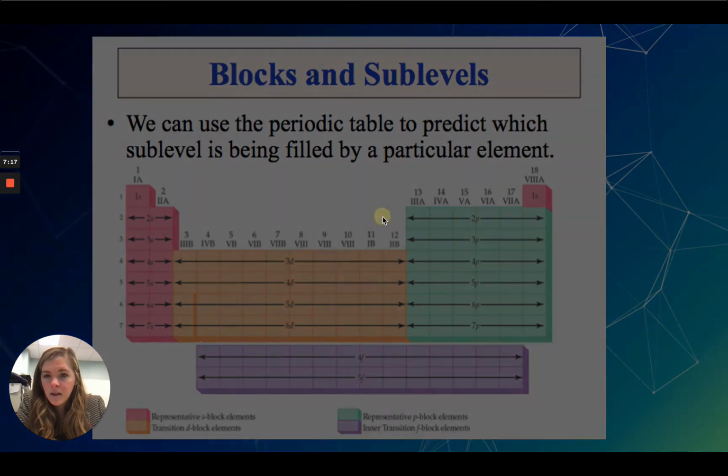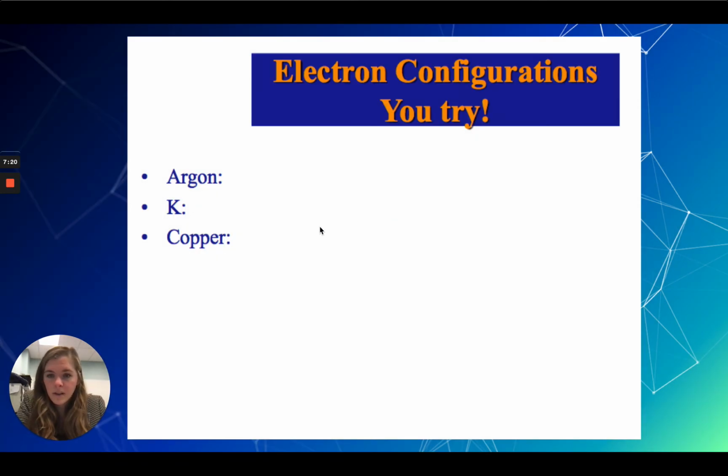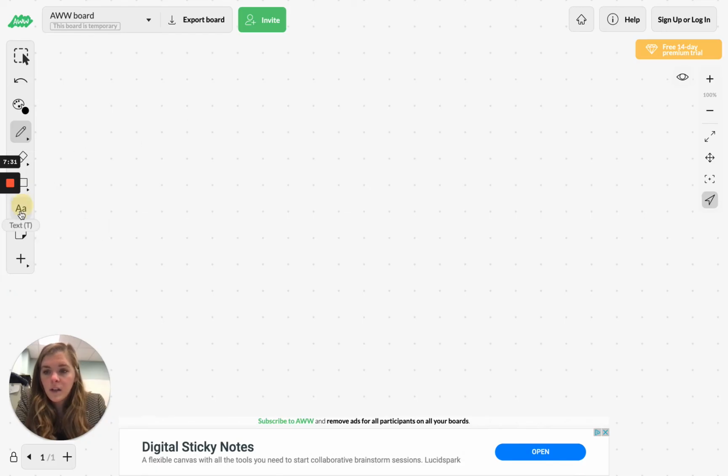Again, this is going to be a little bit confusing at first, so we're going to try a couple more practice problems. I'm going to pause and bring up a whiteboard on our screen so that we can do these together. Our first example is argon. Make sure you have your instructions in front of you. The first step is to determine how many electrons are in the atom. Find argon on your periodic table, and you'll see that we're dealing with 18 electrons. We know that 1s always comes first, and an s orbital holds 2 electrons.